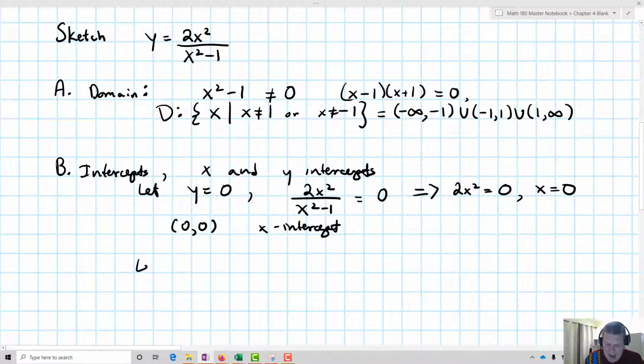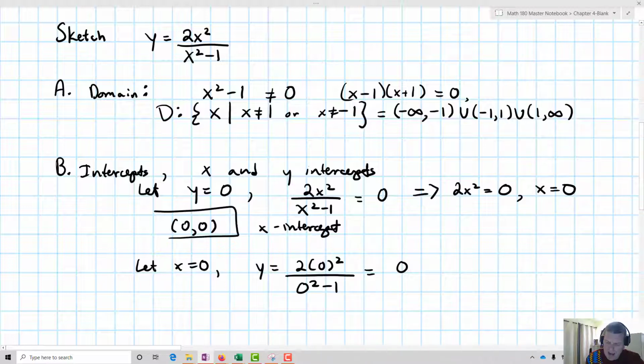And then if we let x equal 0, we already know that we're going to get (0, 0). Let's just confirm that that's the only one. We get y equals 2 times 0 squared over 0 squared minus 1, and that's 0. So that's our x and our y-intercept. That's just a little bit of an algebra refresher. For y-intercepts, we set x equal to 0.